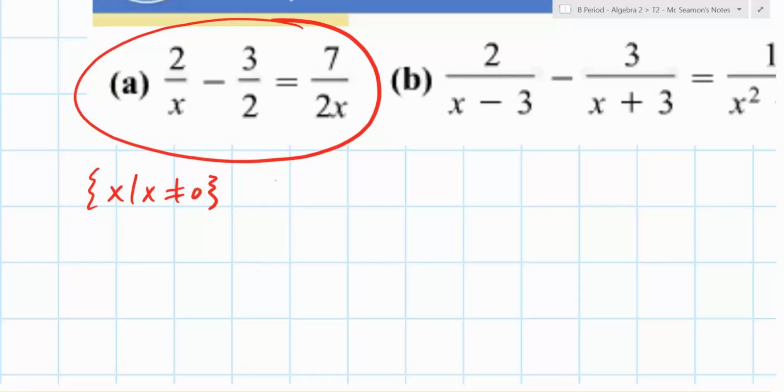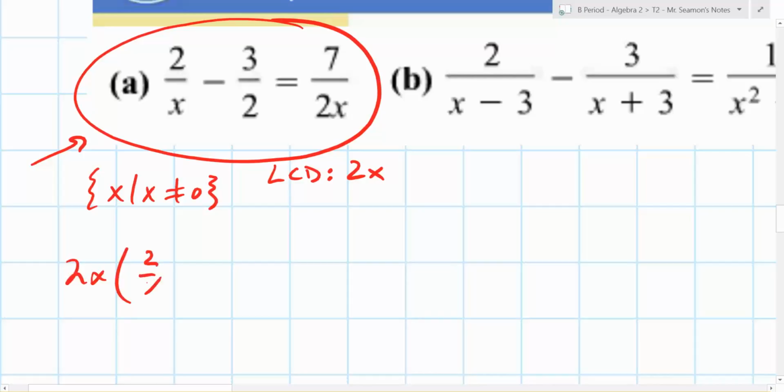What's the least common denominator on this one? 42? On this one right here? Nope. 2x. 2x is the least common denominator. So we need to multiply everything by 2x. So it's 2x times 2 over x minus 2x times 3 over 2 equals 7 times 2x.